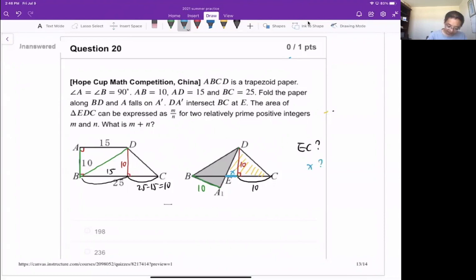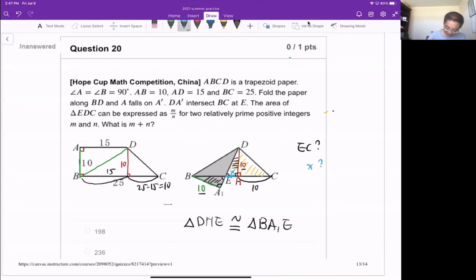The point is, we see this is 90 degrees, this is 90 degrees, and this is 10, this is 10, and these two angles are the same. So clearly, these two triangles are congruent. Congruent means they're exactly the same. You can move one to the other by rotation or translation. So I have a triangle DHE. It's congruent to the triangle BA'E. That's the same.